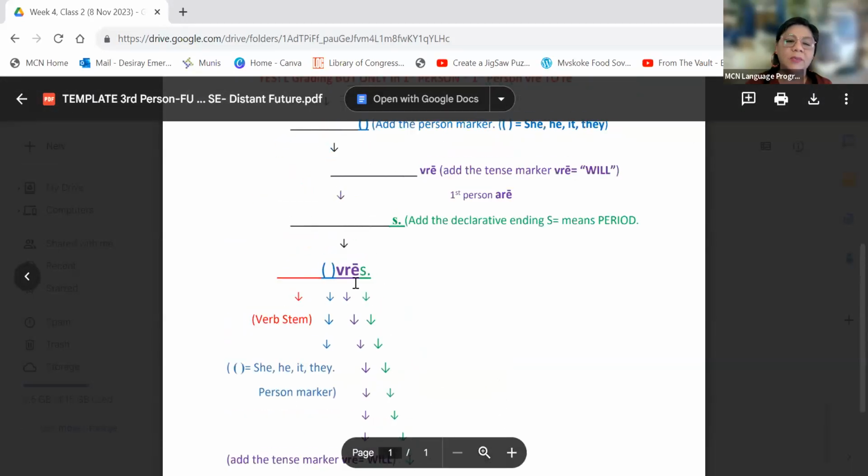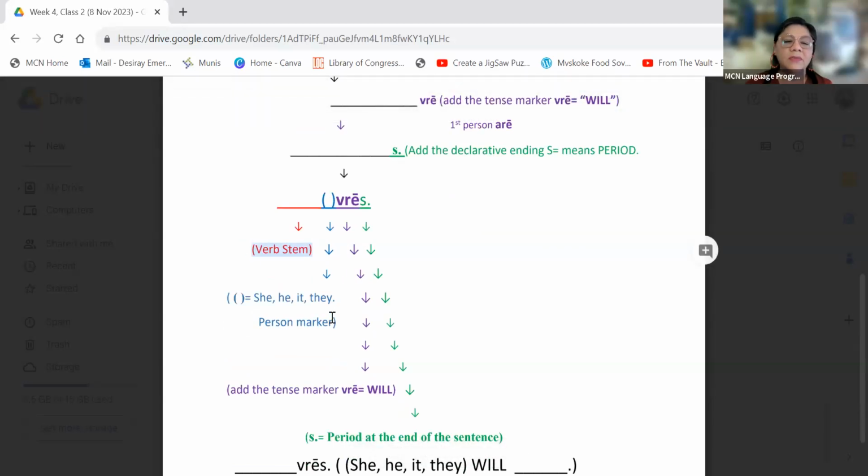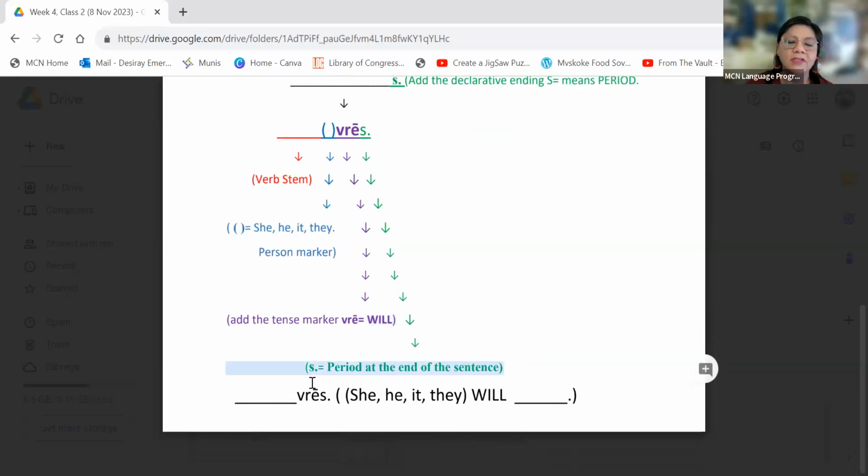So home, H-O-M-P, athis, verb stem, person marker right here. I had to kind of split that up. A person marker, again, parentheses, she, he, it, or they are concluded in those parentheses. Athi means will. S is the period. Whew. My mouth is going again. Sometimes it does what it wants, but hombathis.